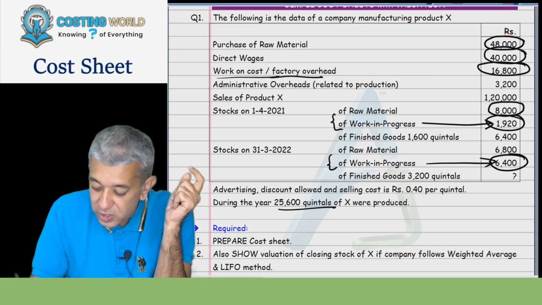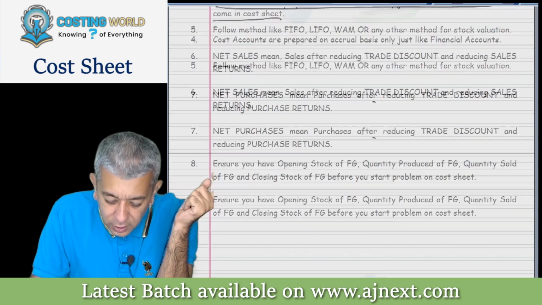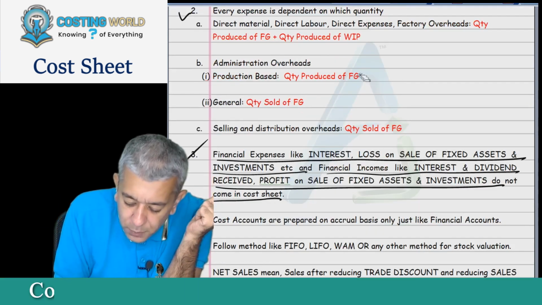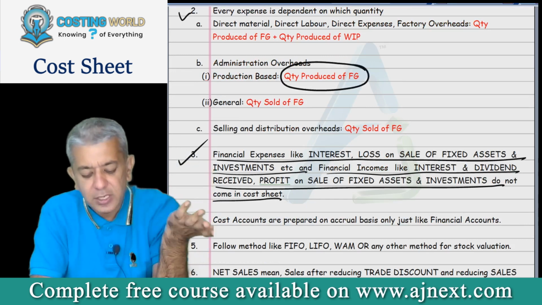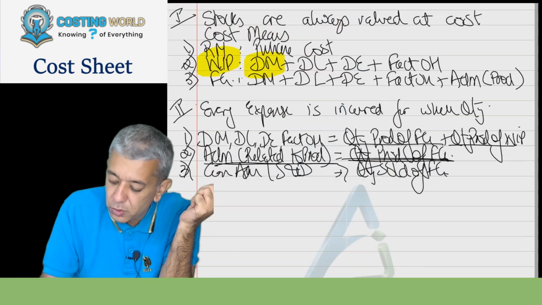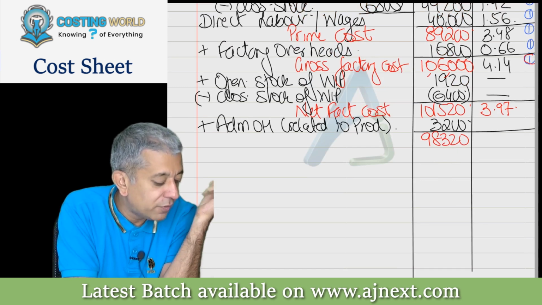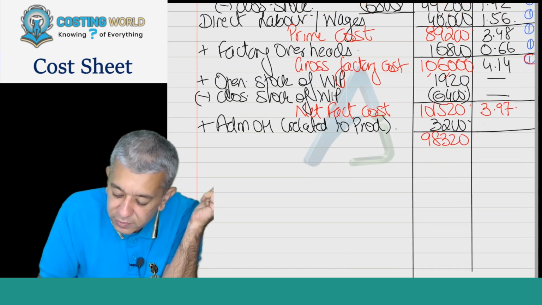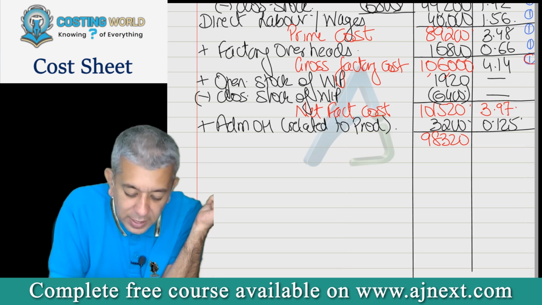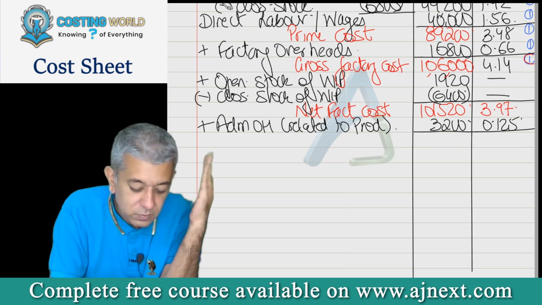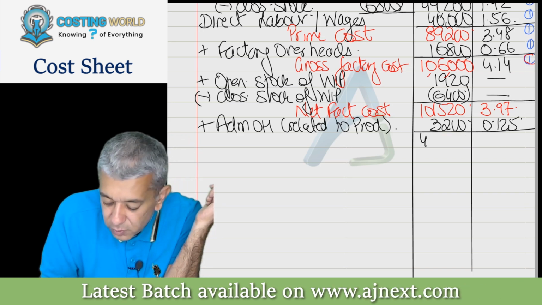Okay. Yesterday in our cost sheet also, you all had written that particular thing only. Your administration, which is production based, is incurred for quantity produced of finished goods. So just do one small thing. Pick up your calcs, 3,200 divided by 25,600. It is 0.125. Acha. I have reduced the amount, I am really sorry. 101,520 plus 3,200, that is 104,720.